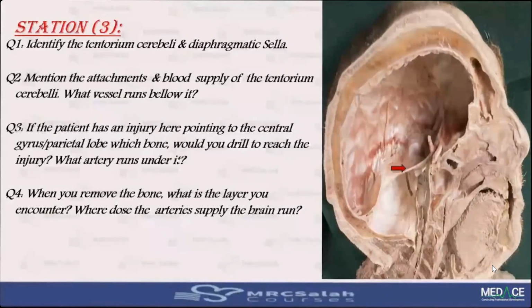Okay. So it's not related to the dura, definitely. So where does it run? So that would be beneath the meninges then. It's deeper to the pia mater. Yes.